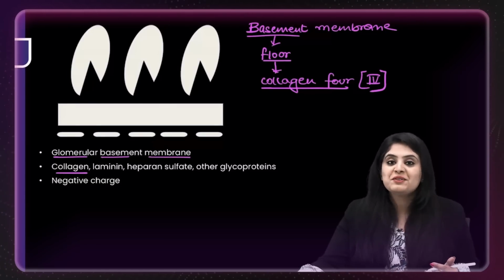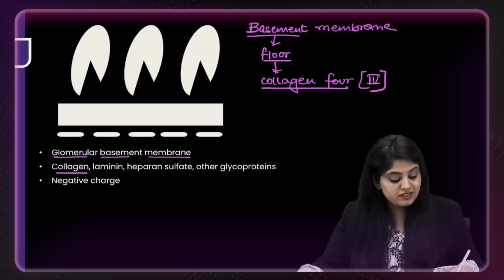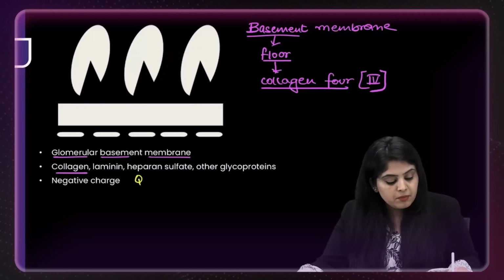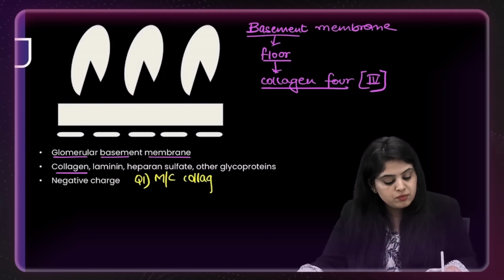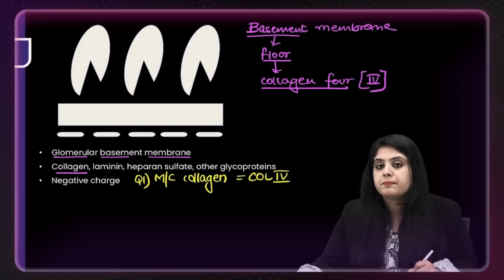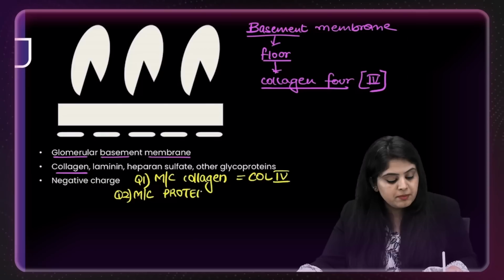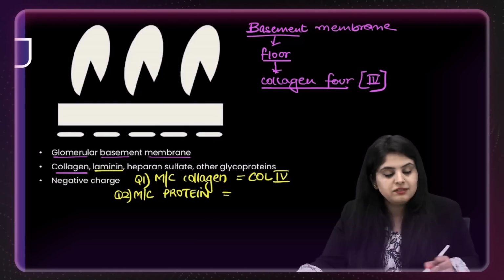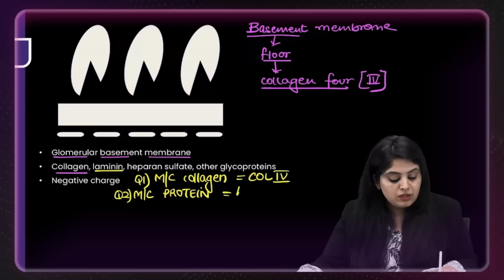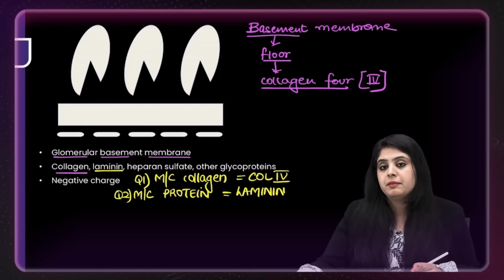Students often get confused in this question. Listen to the 2 questions that I'm going to tell you. Question number 1, if I ask you which is the most common collagen present in the basement membrane, what will your answer be? Collagen 4. But if I ask you which is the most common protein present in the basement membrane, your answer is laminin. So laminin is the most important protein in the basement membrane.